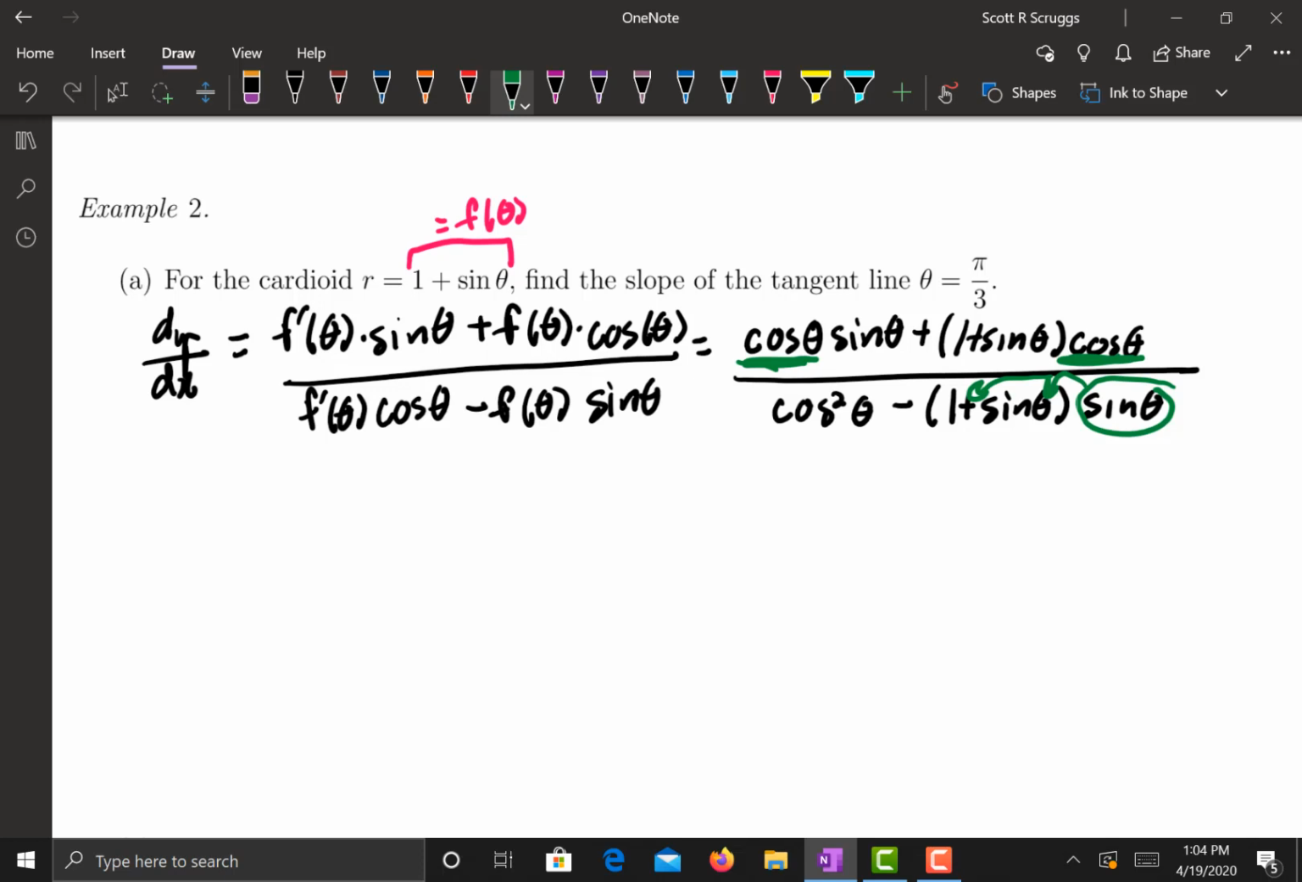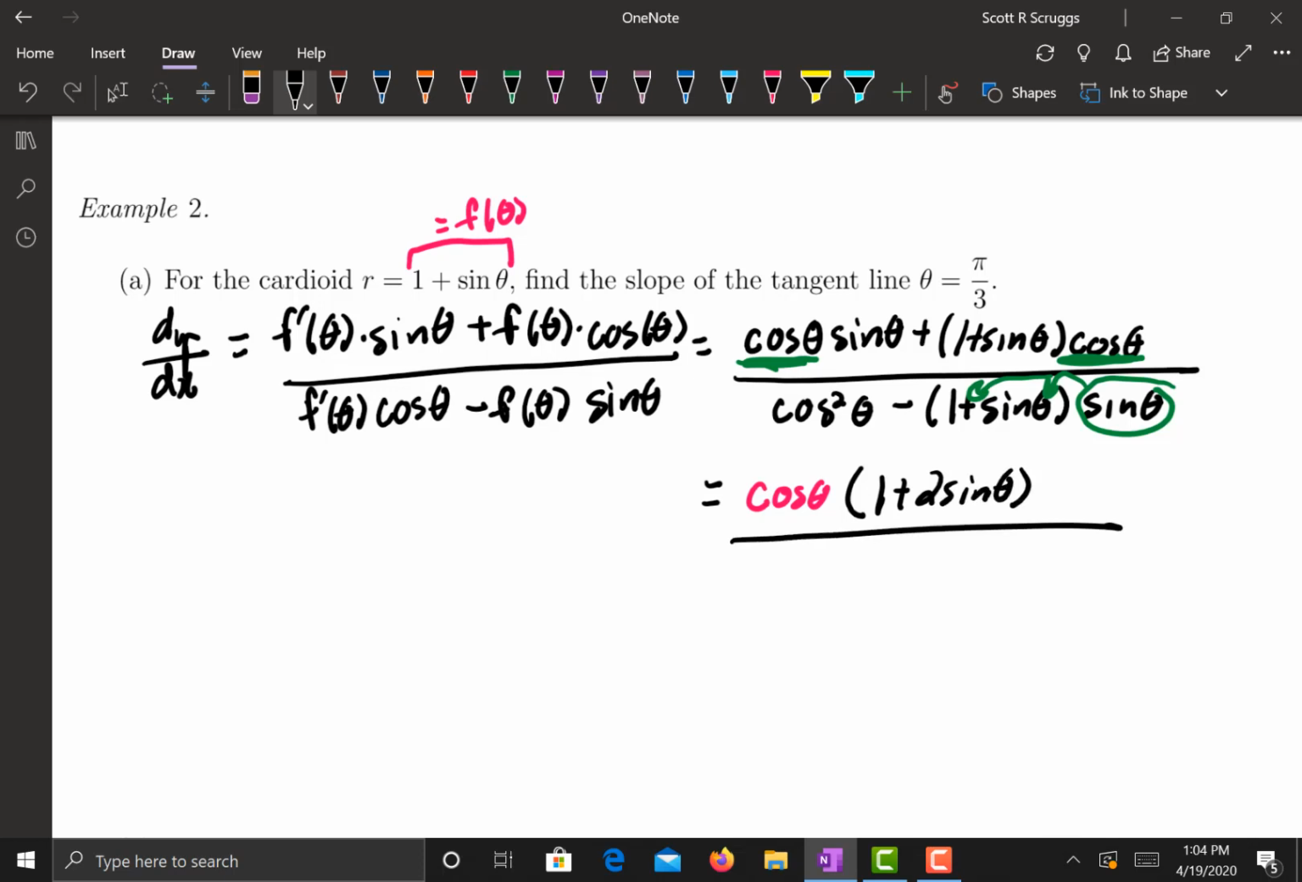Because I see that in the numerator, I have a common factor of cosine. So I can factor that out to give me cosine of theta up front. And what's left behind, I'll have sine plus 1 plus another sine of theta. So I have 2 sine of thetas together. I'll get 1 plus 2 sine of theta.